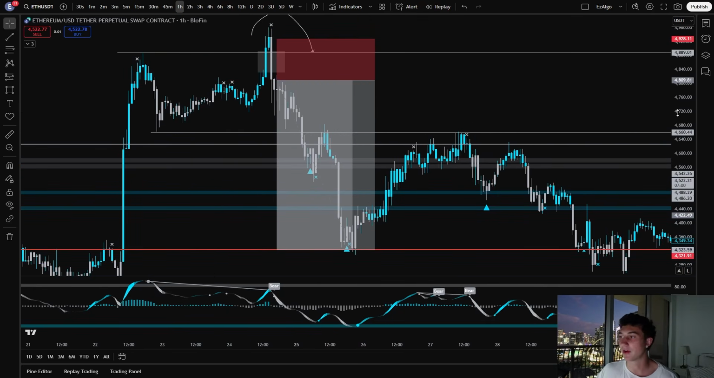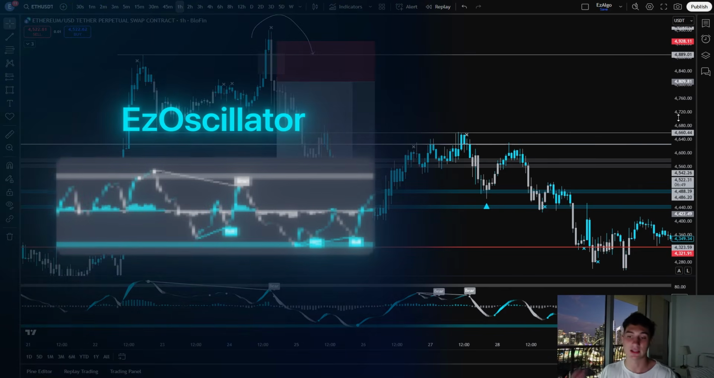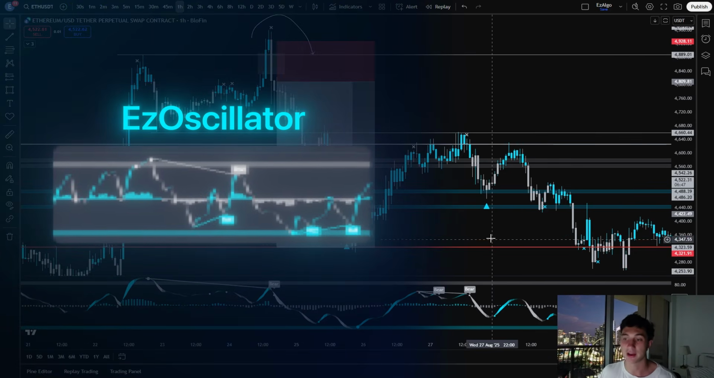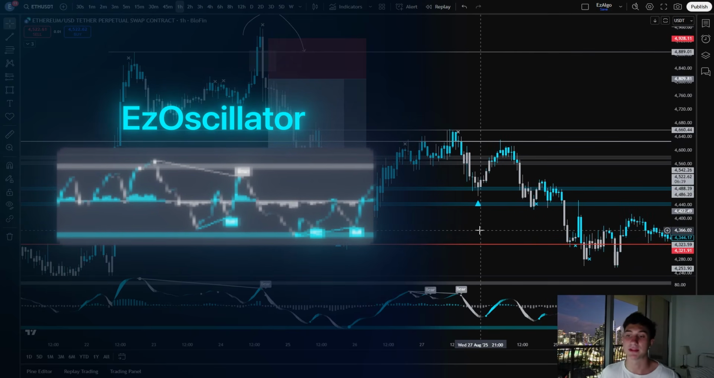So hopefully you guys kind of understand how you can trade momentum using bullish and bearish divergences and using overbought and oversold zones as your confluence. The indicator that I use is the EzOscillator. This is the indicator that I have custom coded specifically for my trading strategy. You have hundreds of traders using momentum day to day in their trading to make better decisions.